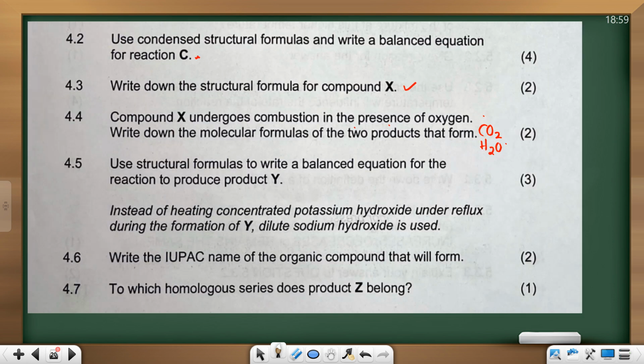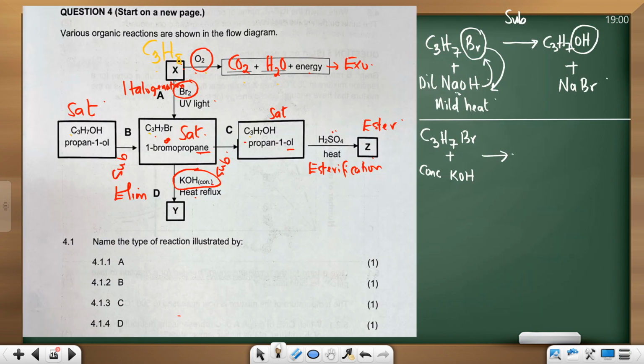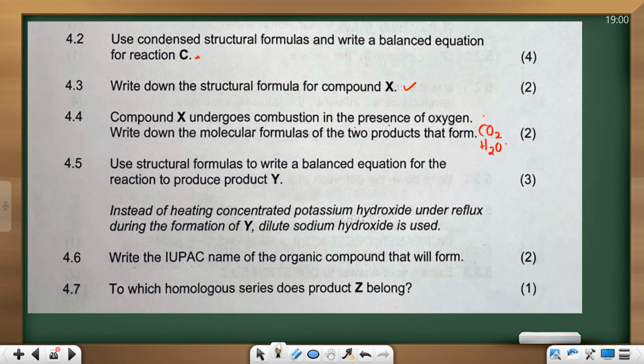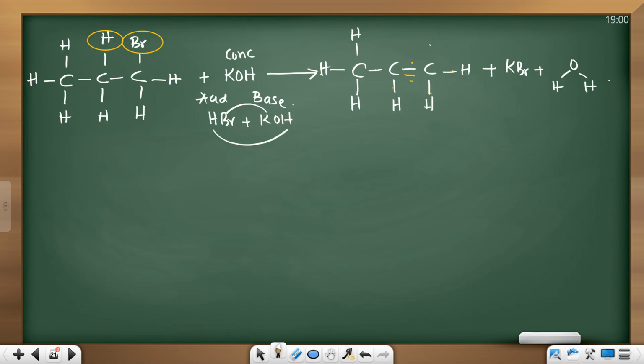All right, let's answer the last one, I think. Instead of heating with concentrated potassium hydroxide under reflux during the formation of Y, dilute sodium hydroxide is used. You know what they're asking? It's the first one we did. They said, instead of heating with concentrated, what are we using? Dilute. What's going to happen if we do dilute? Let me do that one here with you quickly, and we'll be finishing. Let's use dilute for the same structure.